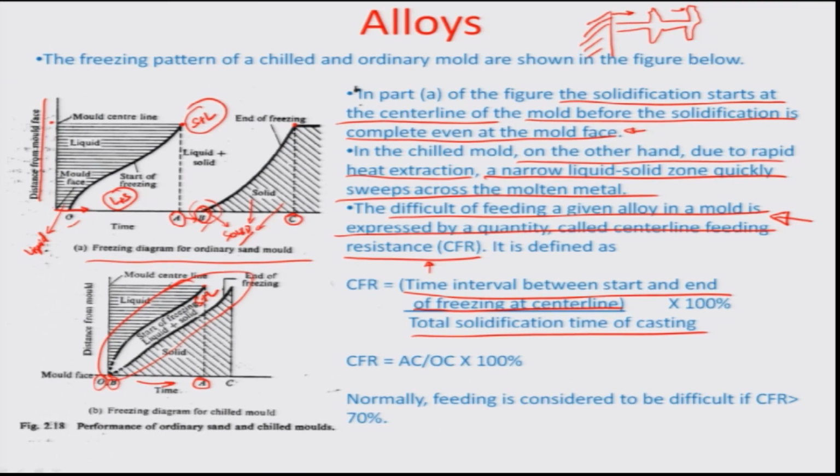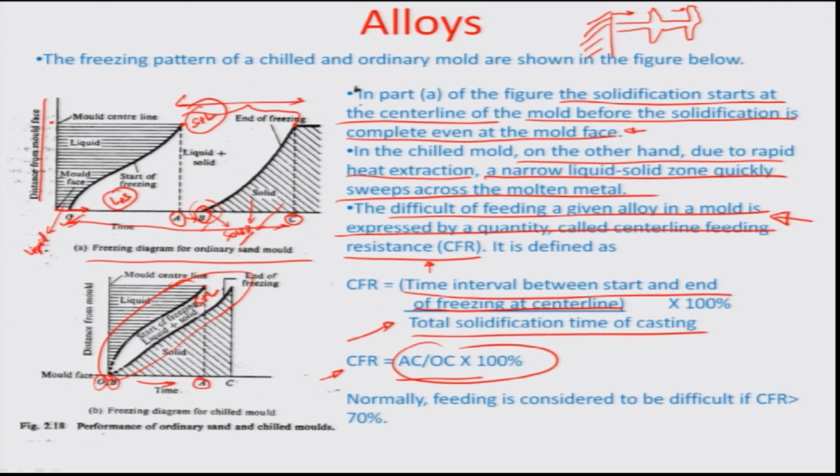So, this particular interval of time, whatever it takes, as a function of the total solidification time, as a percentage of the total solidification time, which really is the point where the solidification has happened starting O all the way to the point C where the end of freezing cycle has happened. So, AC by OC, AC is this much time, okay, and OC is the total time of freezing, so that the whole casting can be completely frozen. So, this expressed as a percentage is CFR.